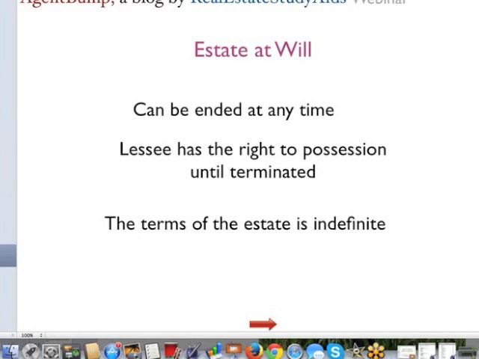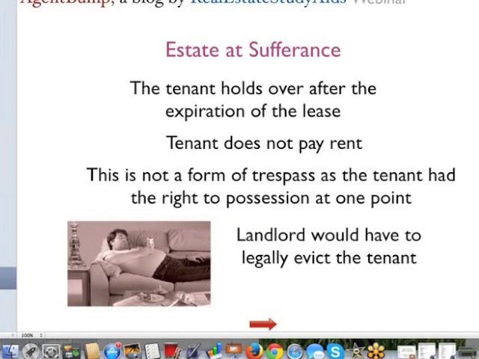And for many areas, estate at will is not allowed for the exact reason. Somebody could just say, I'm done, bye. Wait, when are you leaving? I'm out the door right now, as a matter of fact. You can't really have that because it can be ended any time.